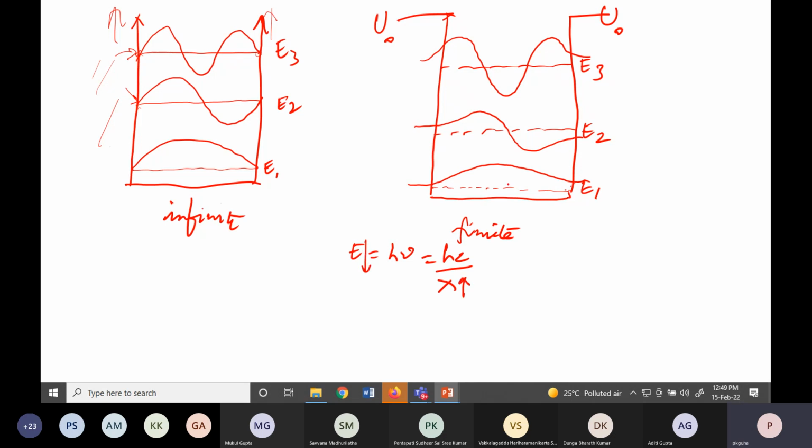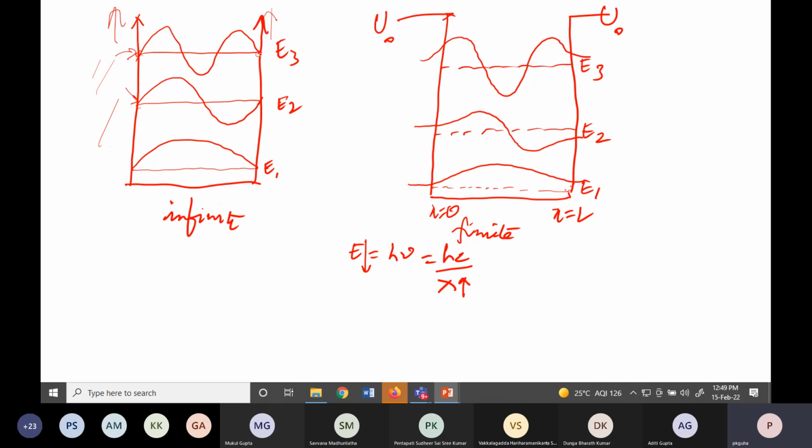Okay, here lambda is more compared to that of the infinite potential well. If lambda is more, that means E will be less. Okay, that means E will be less. So you see here E1, E2, E3 is lower than that of E1, E2, E3 of the infinite potential well.